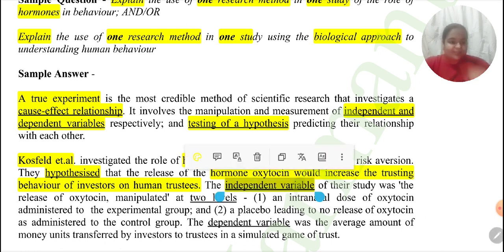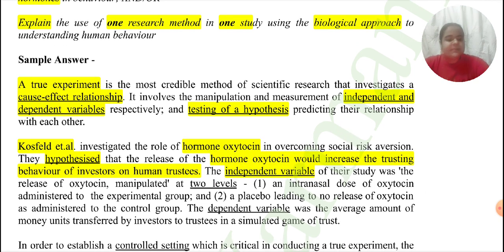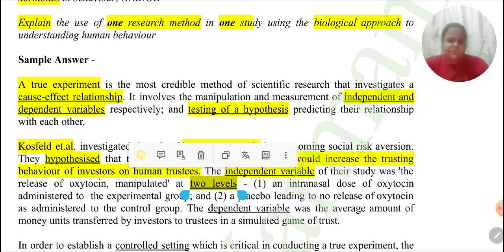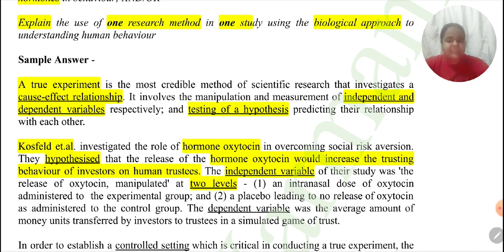So next I have outlined the independent and the dependent variables of the study. The independent variable is always, in any SAQ, ERQ, any answer, mentioned along with its levels. So the independent variable in the Kosfeld study was the release of oxytocin, and its levels were the intranasal dose of oxytocin for one group and the placebo for the other group. So I have mentioned the IV with the levels. No matter which experiment you are discussing, make sure that this is how you present your IV.